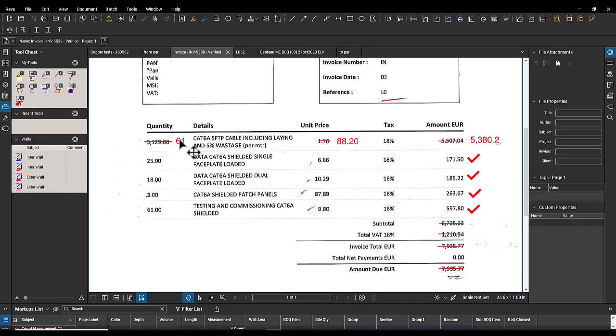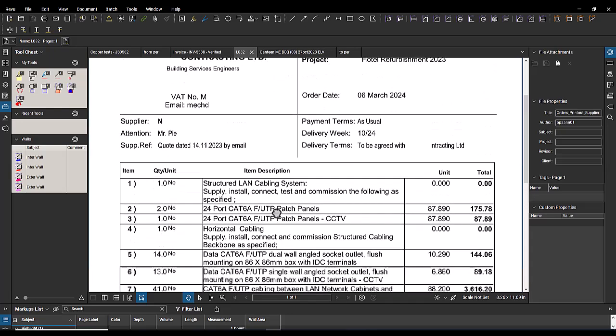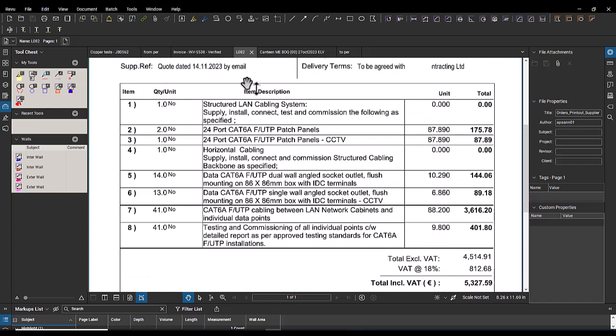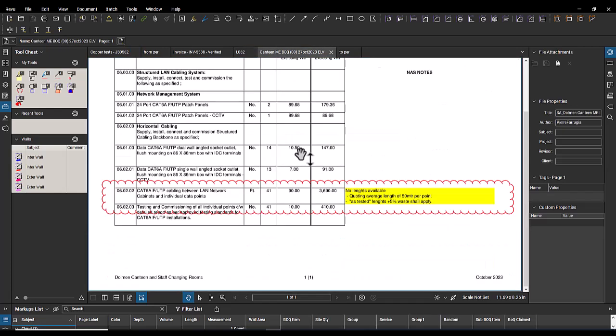So for me, you cannot change the contract. The contract says that it's per point. Let's see if we have the BOQ of this purchase order, the main BOQ from the quotation. I will show you the BOQ. Where is it? Here. This is the BOQ.